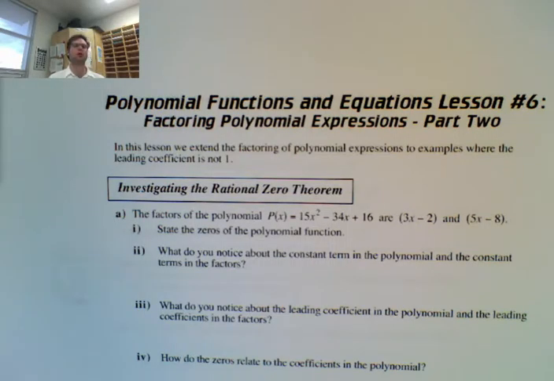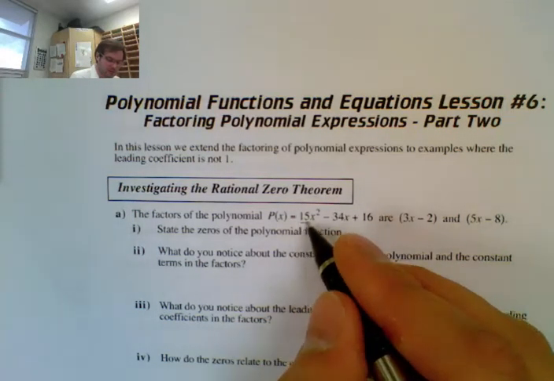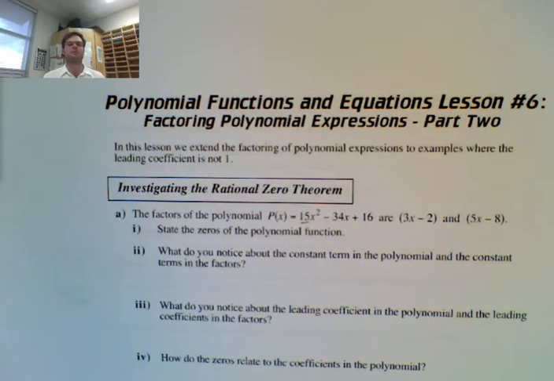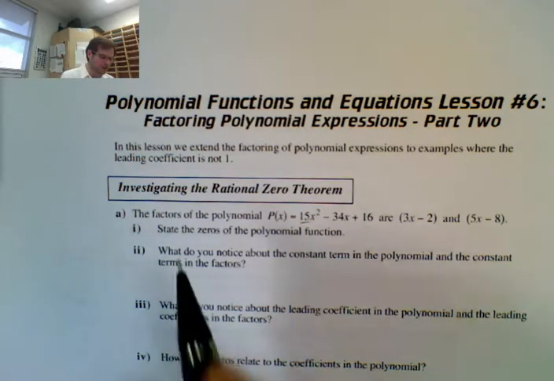Today we're going to look at part 2 of factoring polynomials. In this case, all we're doing is looking at the rational zero theorem. What that's saying is we're going to look at when our leading coefficient is something other than 1. Okay? So let's start off here with part 1.